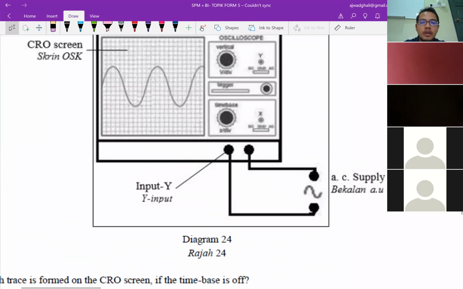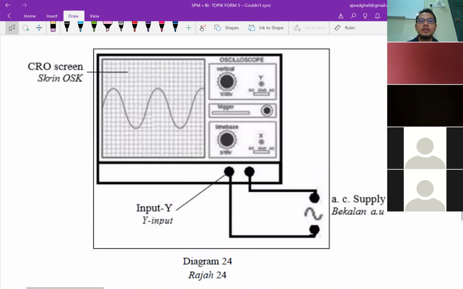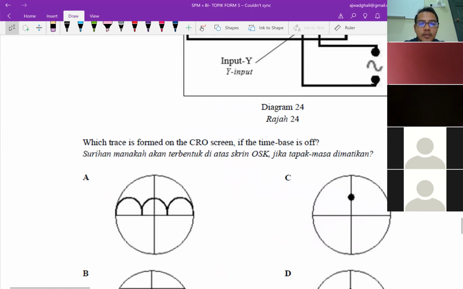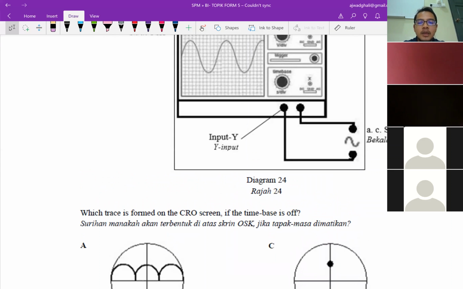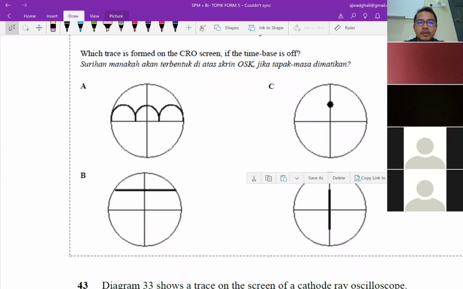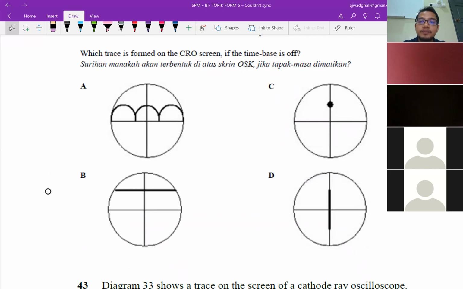All right. So look at the picture. Based on the picture, what is the output that the CRO shows? Is it alternating current or direct current? Aina answered AC, alternating current, and the time base is on. So the question is, which trace is formed on the CRO if the time base is off? Aina answered D in the chat. Any other answer than D?